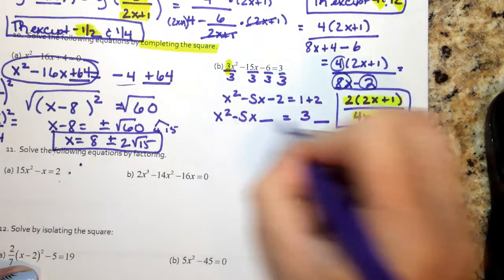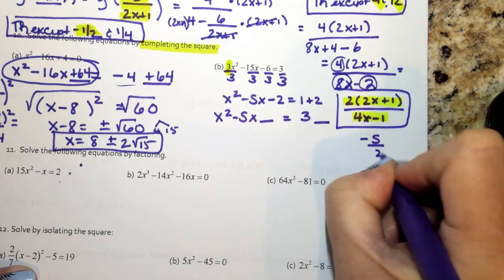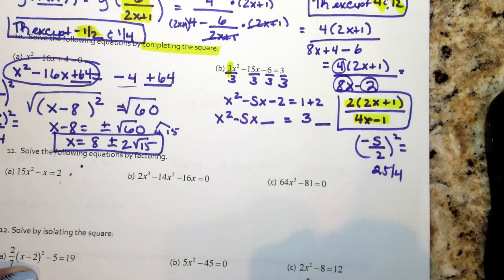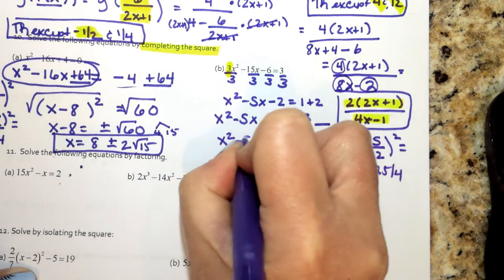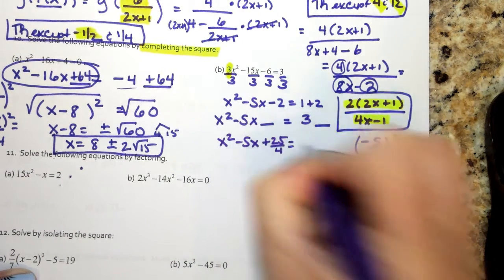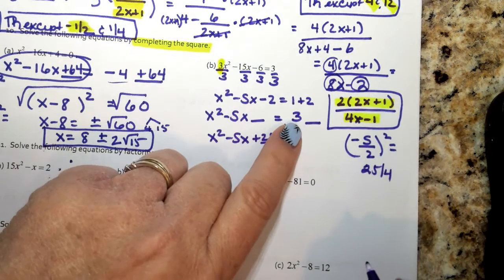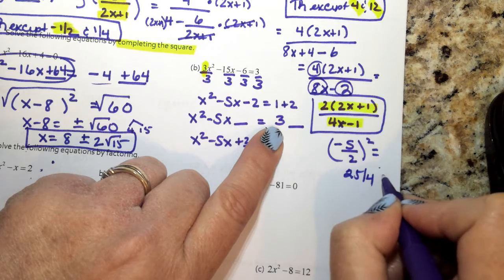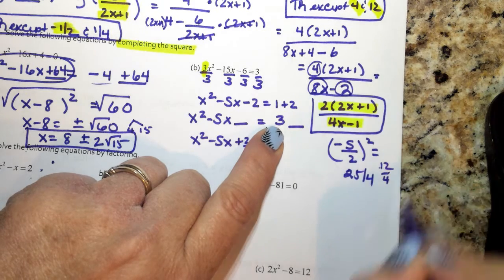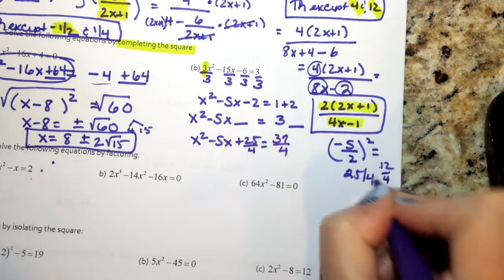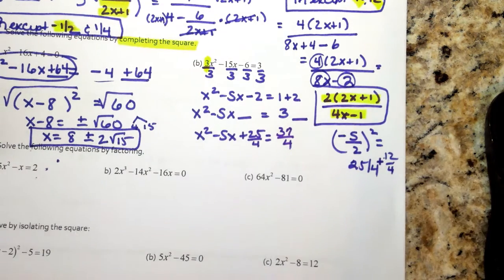To complete the square, I have to take -5, divide it by 2, and square it. So that's going to give me 25 over 4. So I have x squared minus 5x, and I have to add 25 over 4 to both sides of my equation. So I have to take 25 over 4 and add 3 to it. I know that I need a common denominator, which is going to give me 12 over 4. When I add 25 over 4 plus 12 over 4, that's going to give me 37 over 4.